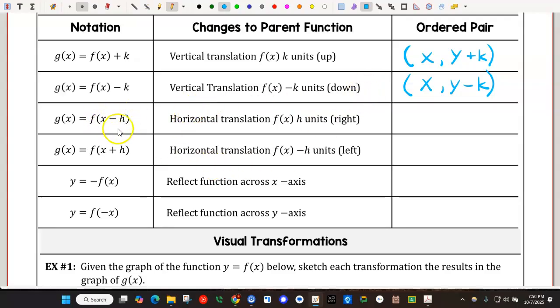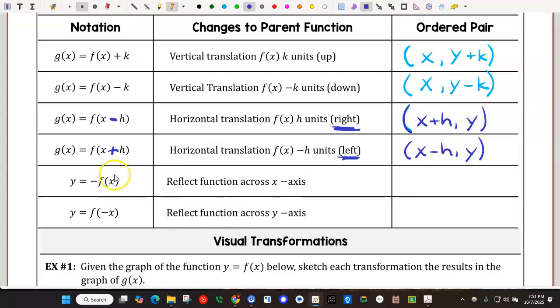Now if we have it on the inside, this f of x minus h, you might recall that changes everything from left to right. So for this case, we're going to take the x coordinate and add a value of h, and y will stay the same. Same thing here. If we have x plus h, we are going to subtract that value of h. So you might recall it goes the opposite direction. A minus h actually moves to the right. Okay, so notice that minus h moves to the right, plus h moves to the left.